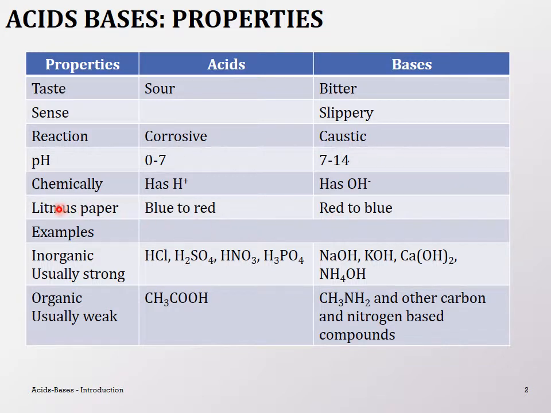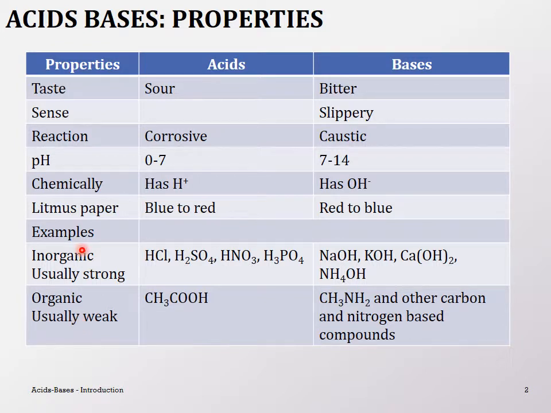And then there's the litmus paper test. Okay, if you have a blue litmus paper, it will go red with acids, and if you have a red one, it will go blue with bases. Examples of some of the acids. Now there are two kinds of acids. There are inorganic acids, which we also call mineral acids, and there are organic acids. So there are two kinds of acids we talk about.